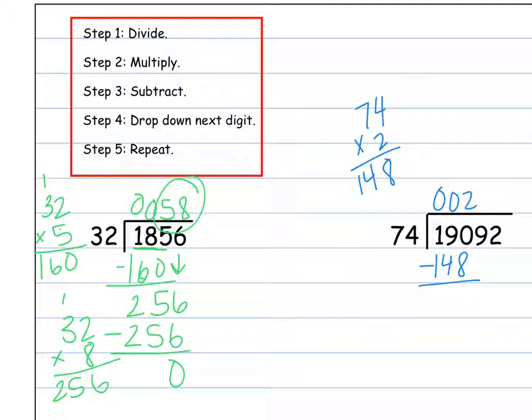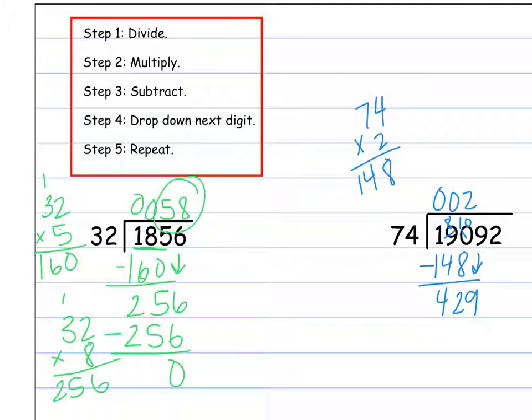Step 3 tells us to subtract. I'm going to have to do some regrouping on here in order to subtract. So I made the 9 one less and turned the 0 into a 10. 10 minus 2 is 8. 8 minus 4 is 4. Step 4, drop down next digit, which is a 9, and then we repeat.